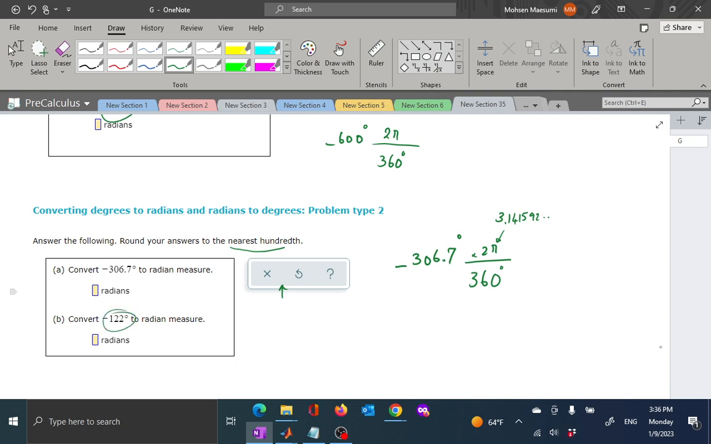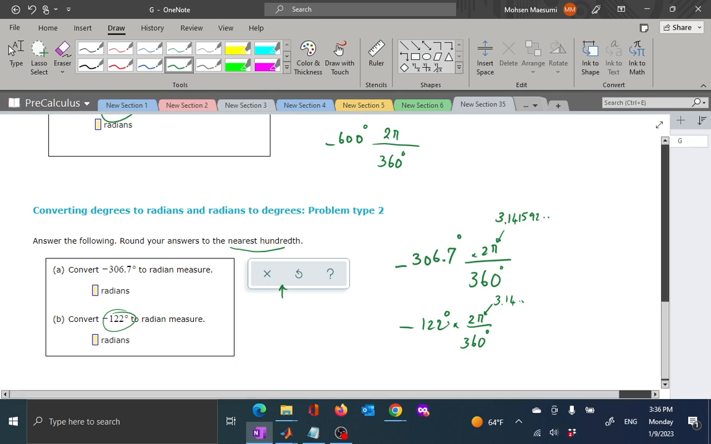Same issue here is minus 122 degrees. You multiply by 2 pi over 360. Again, the pi that you want to use here is the decimal equivalent of it. You don't want to leave it as a pi. The notation of pi is not there, and it just wants a decimal answer.